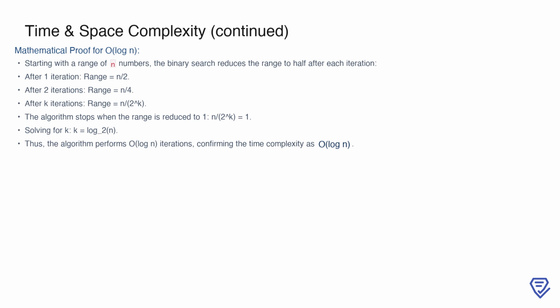This means the algorithm performs log_2 n iterations in total. Since each iteration involves constant time operations, calculating the midpoint, making a single API call, and adjusting the range, the overall time complexity is O(log n), as derived. This mathematical reasoning confirms the efficiency of the binary search approach.